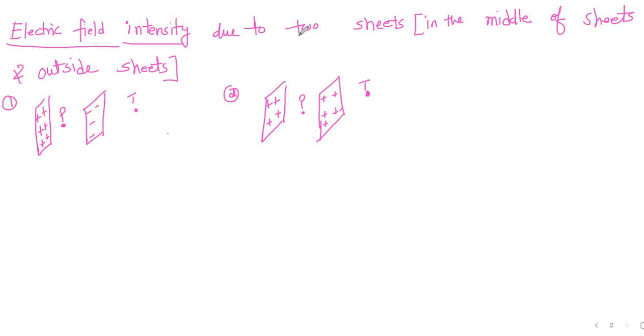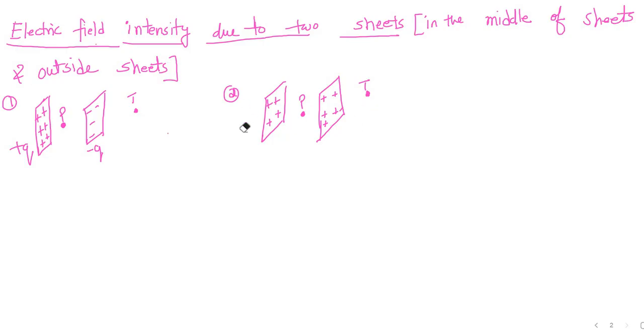We will discuss electric field intensity due to two sheets. There are two possible cases: one sheet has plus Q and one sheet has minus Q. We will discuss the intensity in between the sheets and outside the sheets on the right side. The second possible case is that both of the sheets are positive and we have to find the intensity at the middle point P or outside point T on the right hand side.